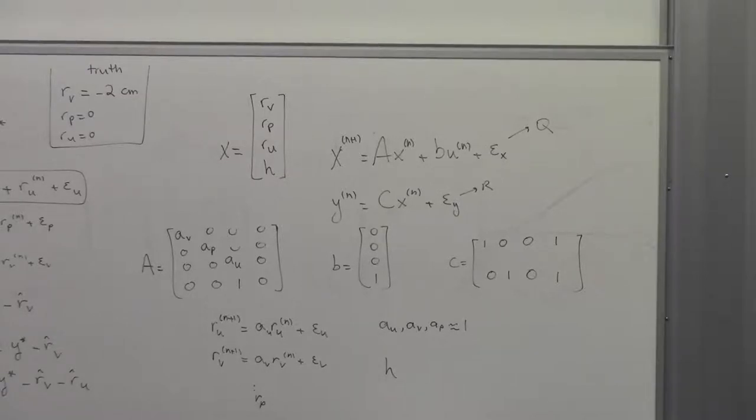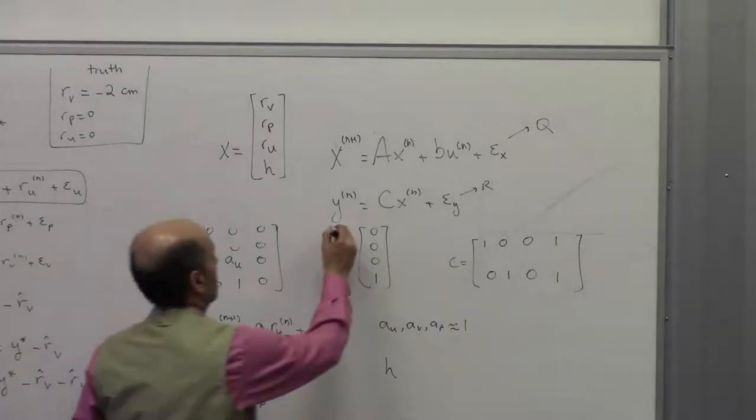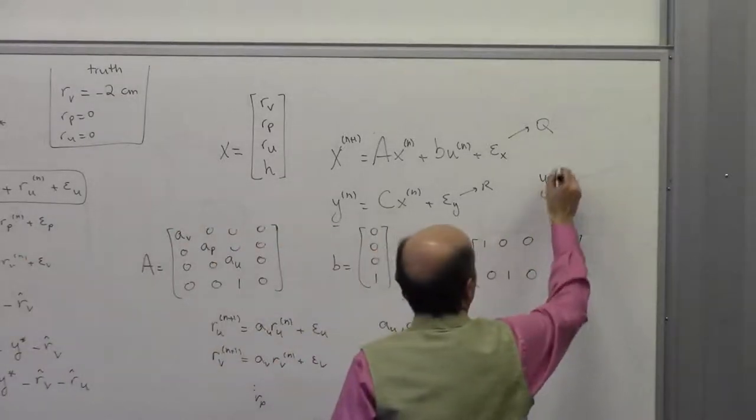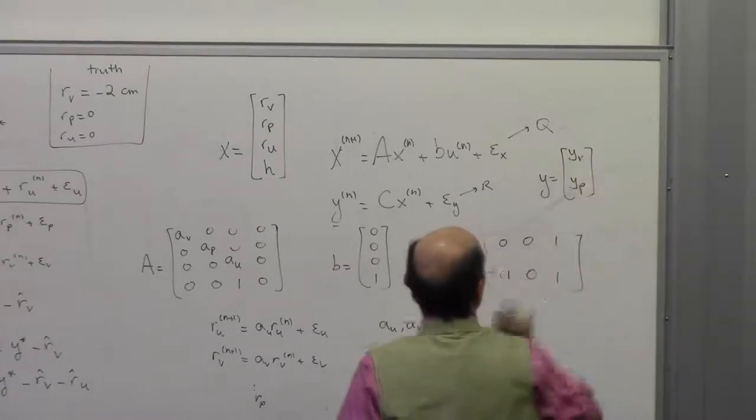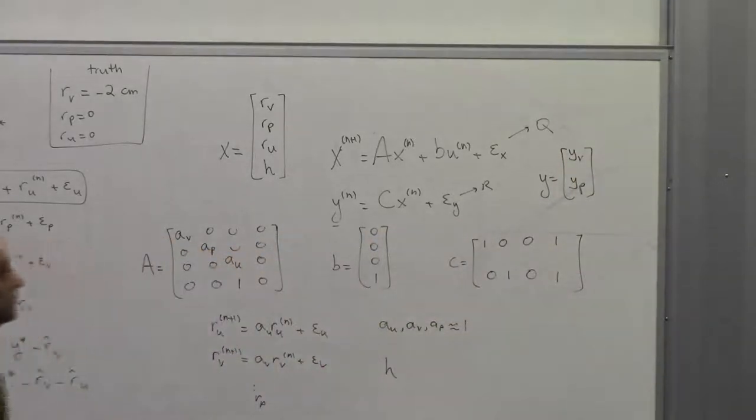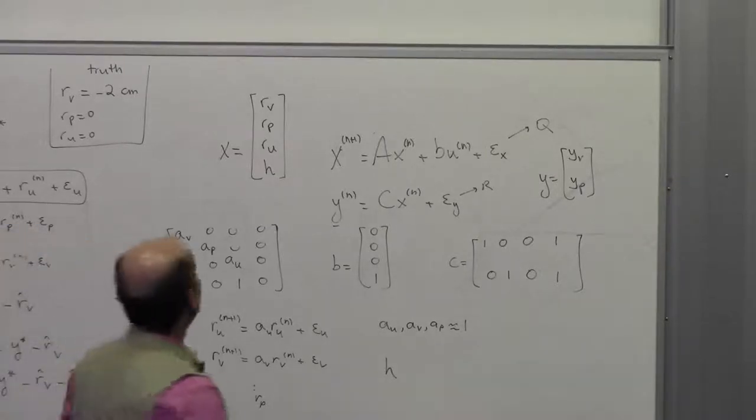So YN is YV over YP. It's a vector, right, because I have two things that I can see.